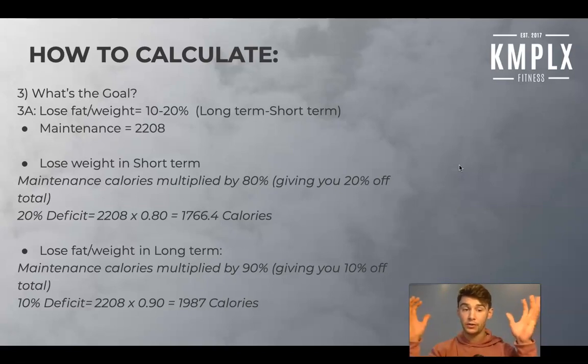That's my aggressive cut. Then in order to lose it in the long term, I'm only going to go 90%, which is the same, 2208 by 0.90, 1987 calories. Of course, you can round these up and round them down. They're only ballparks. So what does this tell me?